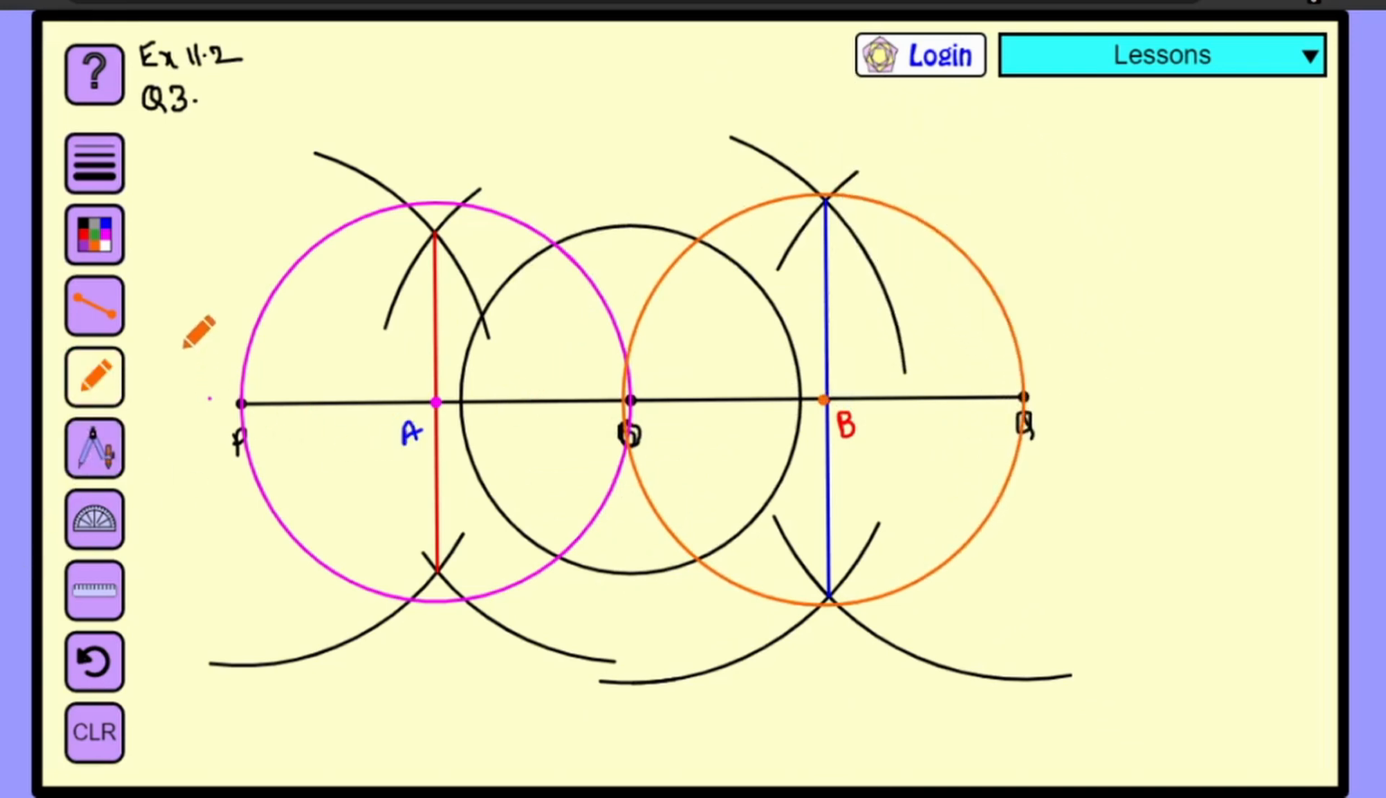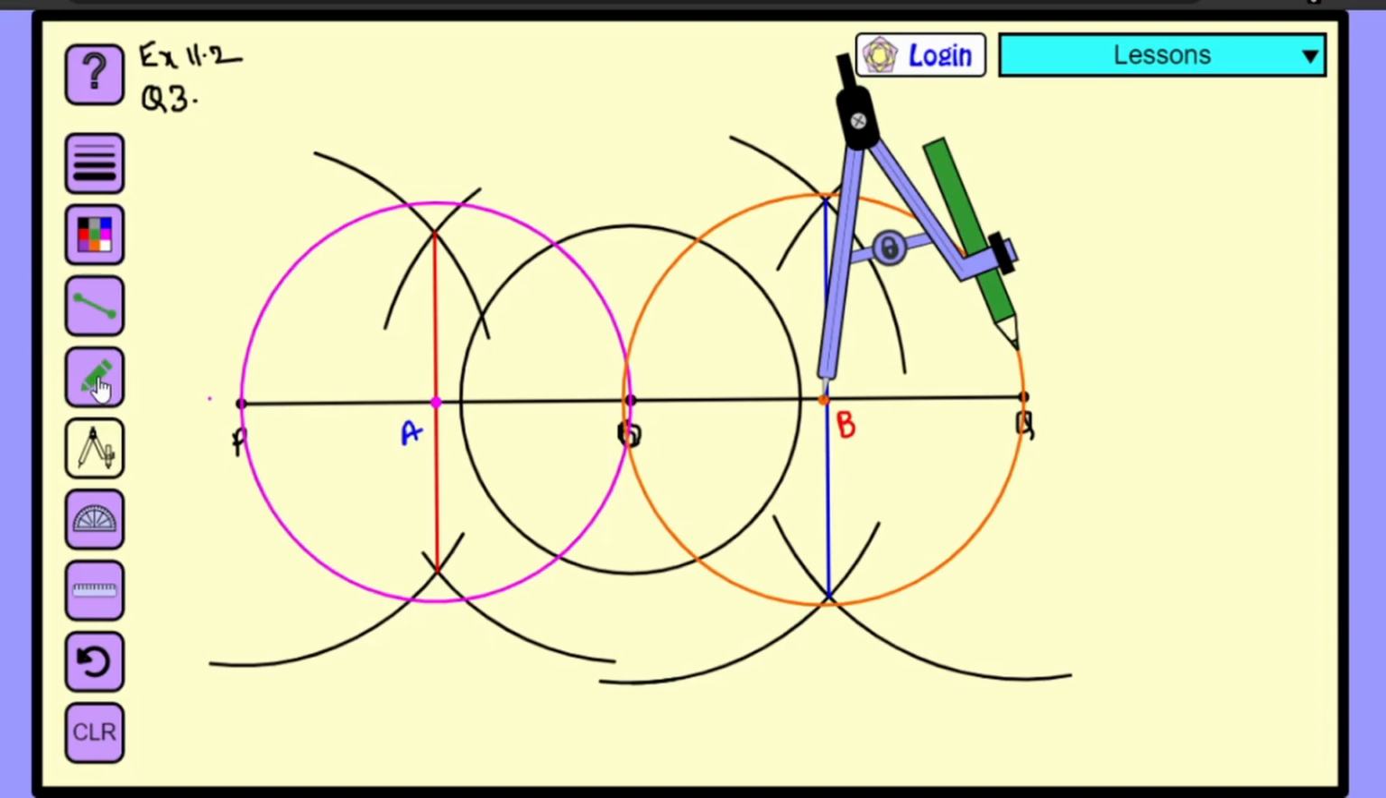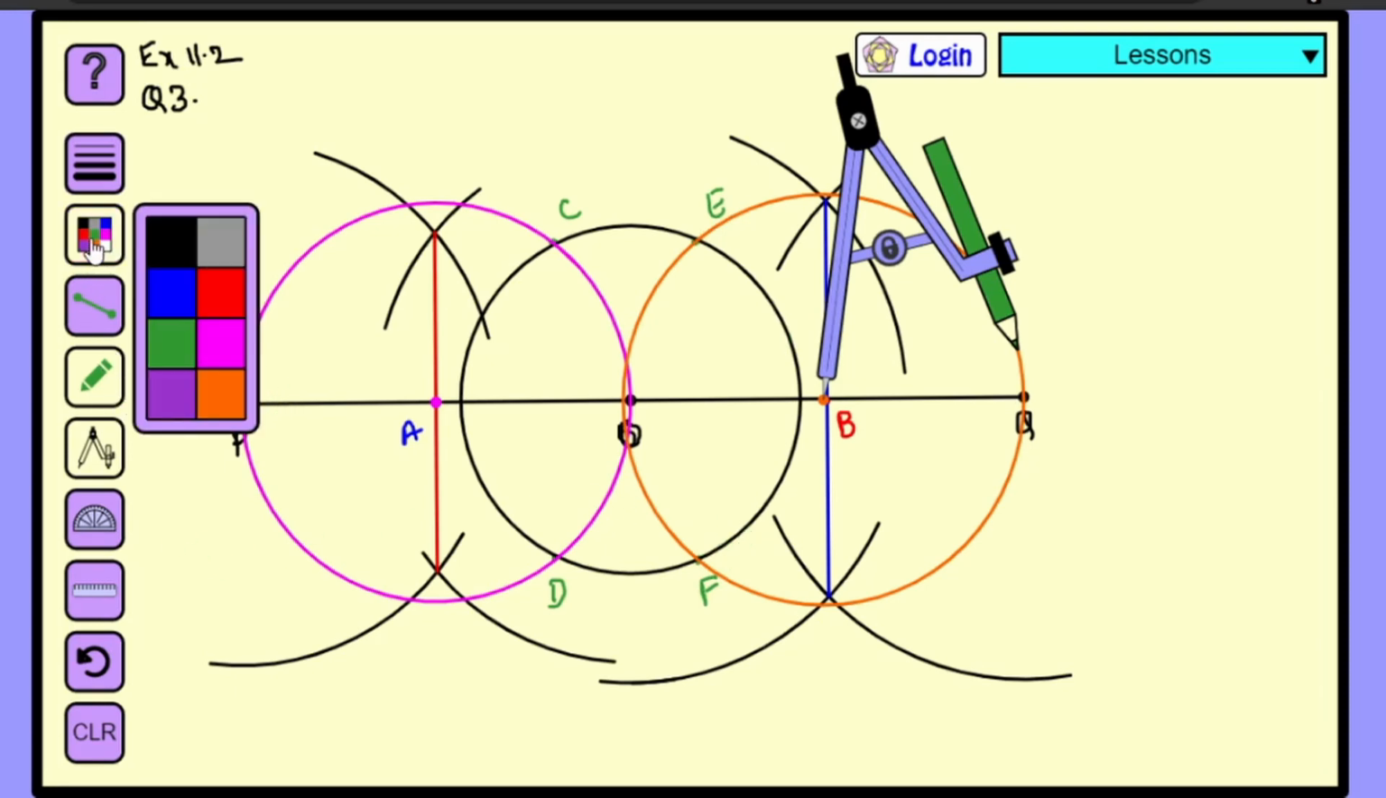Now this pink color circle intersects the black color circle at two particular points. Name these 2 points as C and D. And here this yellow color circle intersects the black color circle at 2 different points, name these points as E and F.